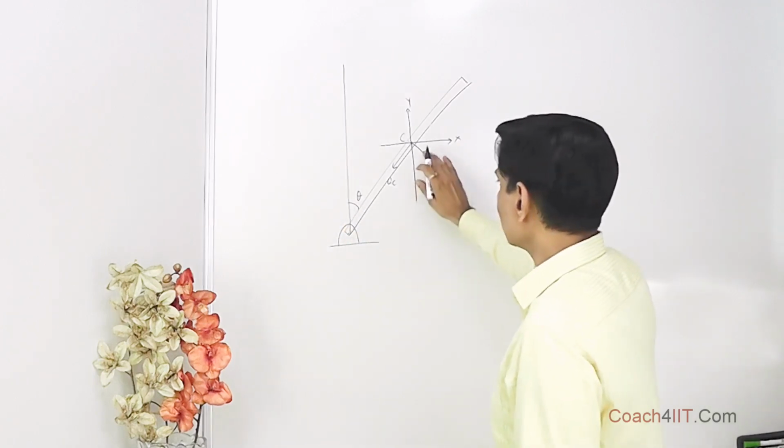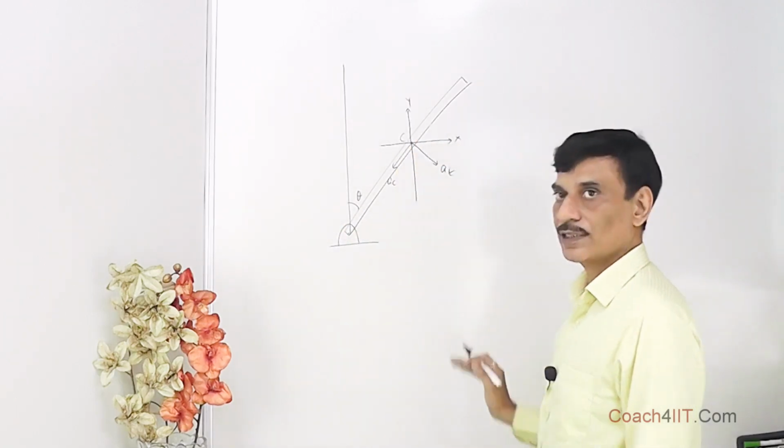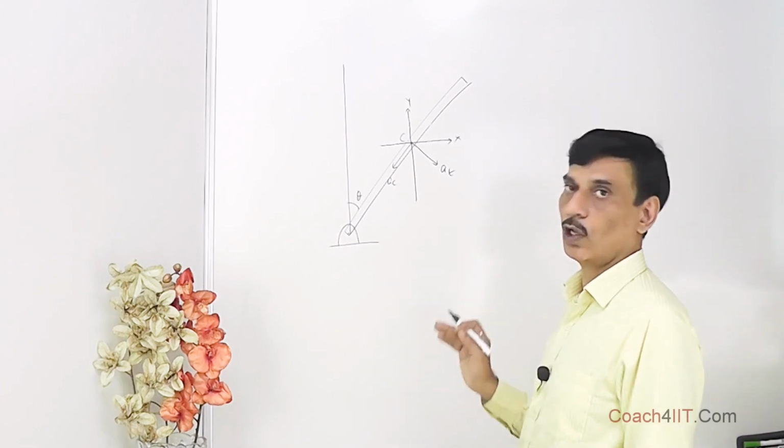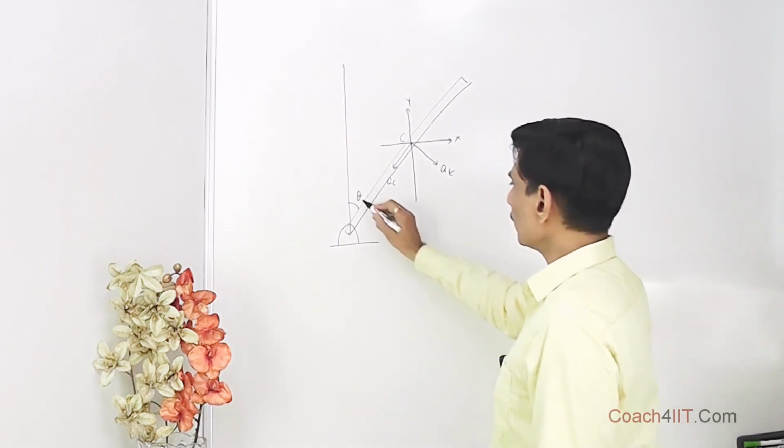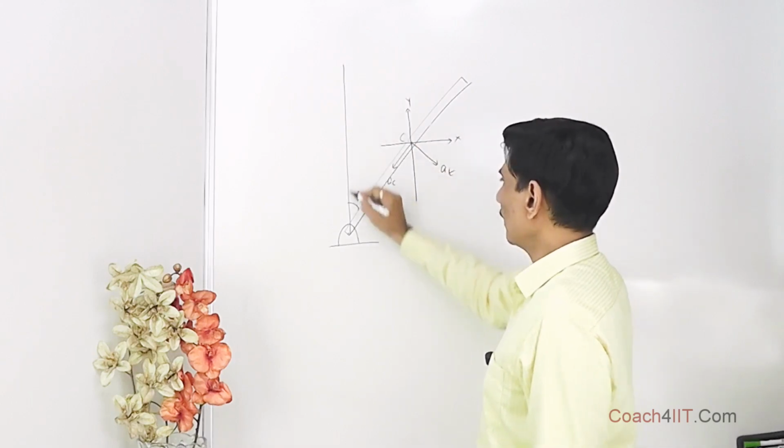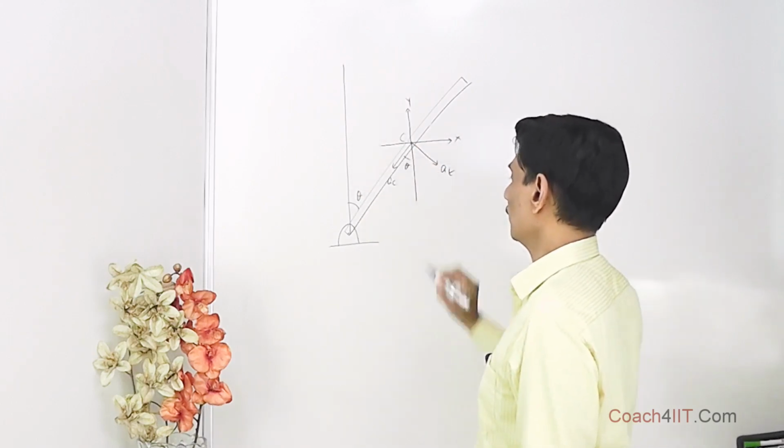So let's break these accelerations along the x and y axes so that we can find the net acceleration along the x-axis and along the y-axis. We see that this is theta. This and this line are parallel, so this is also going to be theta, right?